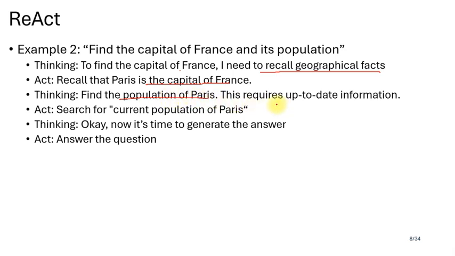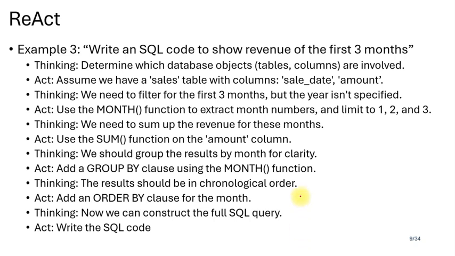But the population is a thing that changes over time, so it requires up-to-date information. We can take some actions, such as going to Google and searching for the current population of Paris. Then, okay, now we have the current population of Paris. Let's ask ChatGPT to generate the answer and answer the question. So example 1 and example 2 are easy cases. But in practice, things are not easy like that. It can be more difficult.